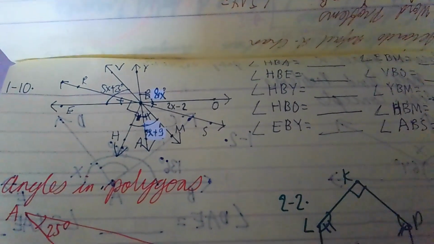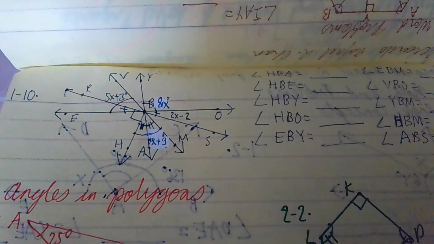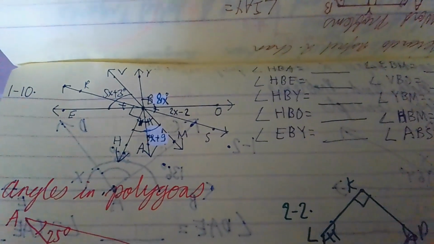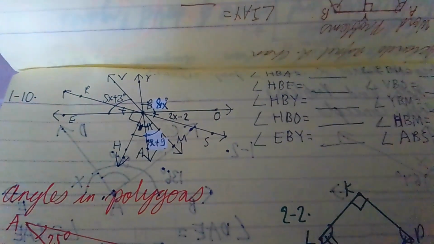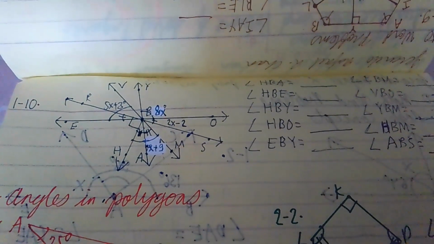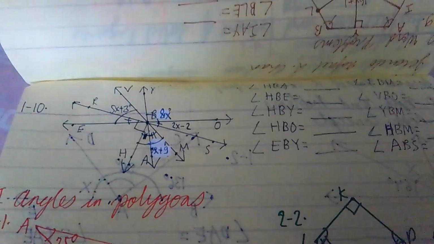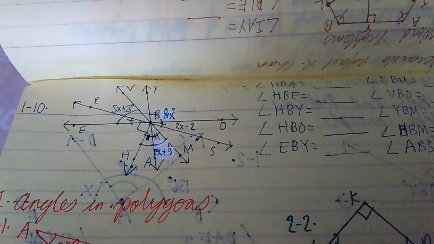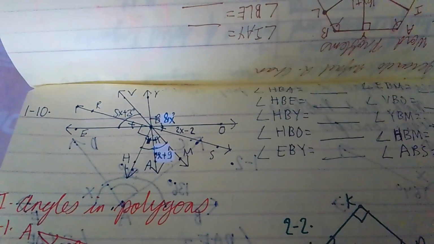Okay, this is the last problem of the day. Welcome to our last problem of angle concepts. So number 1-10. This problem is super tricky, but don't worry. We can still solve this, right? Because we are mathematicians. So let's play the game.